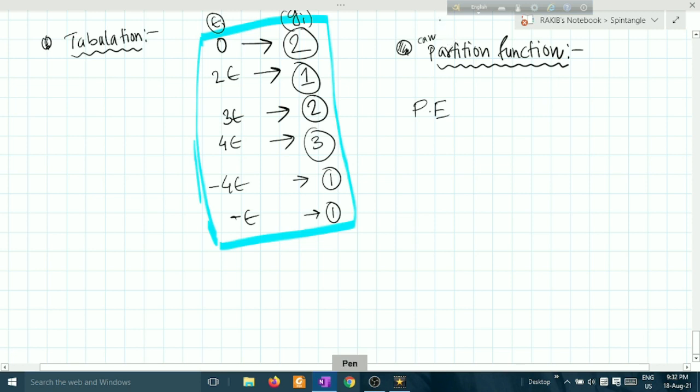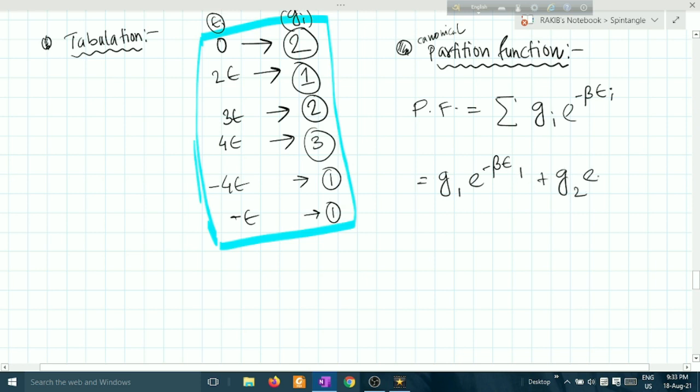This is the canonical partition function. The partition function is given by the summation of gi e to the power minus beta ei. What is our gi in case of energy zero? I can write this as g1 e to the power minus beta e1, g2 e to the power minus beta e2, g3 e to the power minus beta e3, g4 e to the power minus beta e4, and here it is 1 2 3 4 5 6 states. Therefore you have to write 6 energy levels.